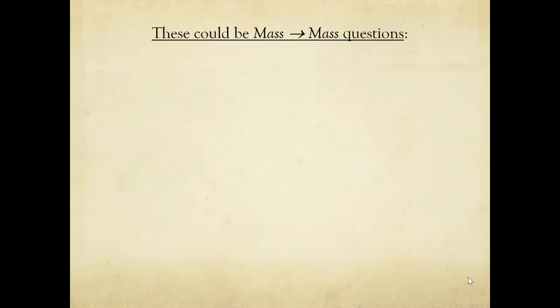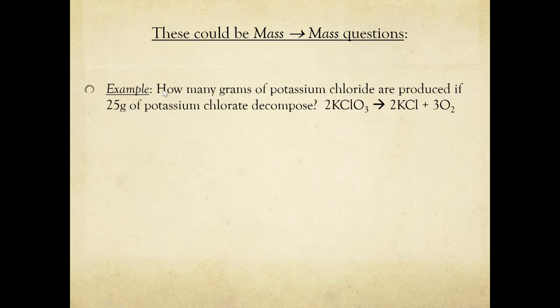So, different types of questions. I'll go over some, but there are lots of different types, and you'll get lots of practice in your assignment too. For example, this is a mass question. I start with the mass of something and go to the mass of another. How many moles of potassium chloride are produced if 25 grams of potassium chlorate decompose? We start with our potassium chlorate, KClO3, going to potassium chloride and oxygen. Make sure everything's balanced, or at least make sure it's balanced. So I have my balanced reaction.